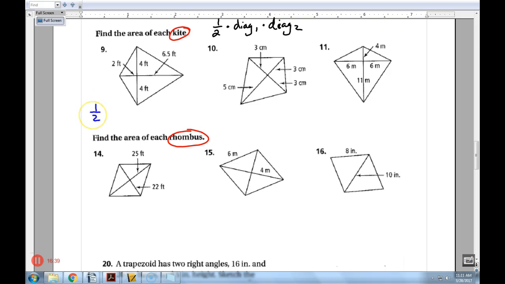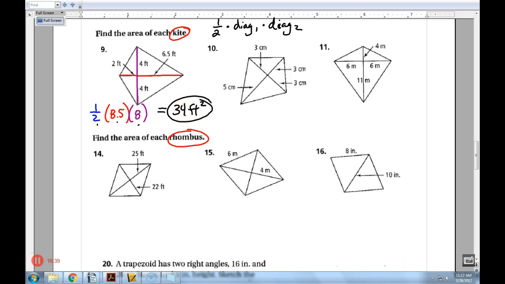So 1/2, well, diagonal 1 is right here. It's 2 plus 6.5 for a grand total of 8.5. So that's the red diagonal. Now if I do the other one here in purple, 4 plus 4, that would be 8. And you crank that out. Half of 8 is 4. 4 times 8.5 is 34 square feet.